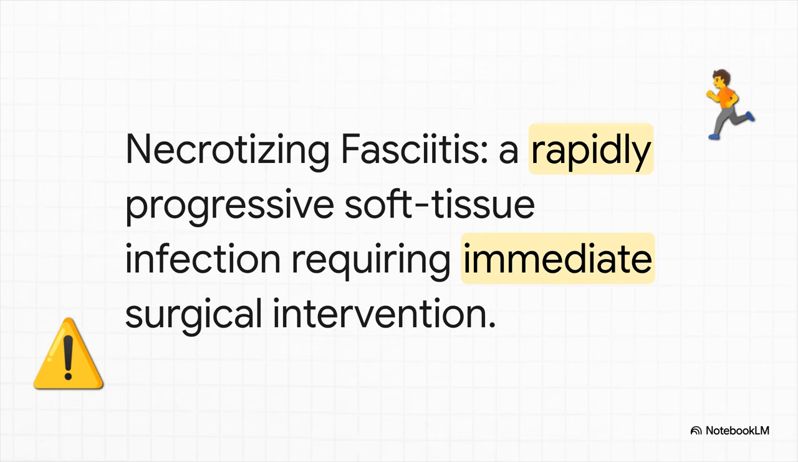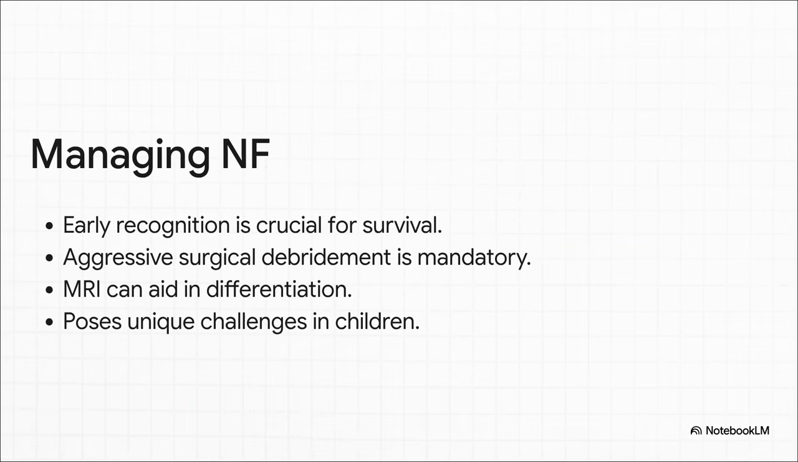It's an incredibly fast, flesh-eating infection that tears through the deep tissue along the fascial planes. This is an absolute life-or-limb surgical emergency. The clock is ticking from the moment you suspect this. Survival is directly tied to how fast you recognize it and get the patient to the OR for aggressive surgical debridement. Antibiotics are critical, but surgery is what saves them. Imaging, especially an MRI, can be a huge help in seeing how deep the infection goes. And you have to be extra vigilant with kids, where the signs can be a lot more subtle.